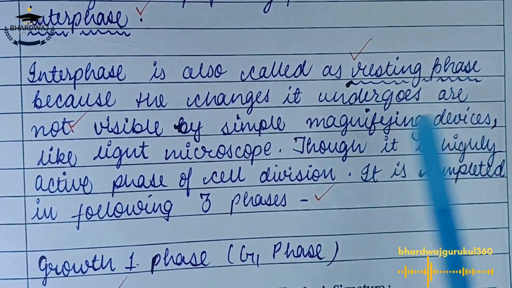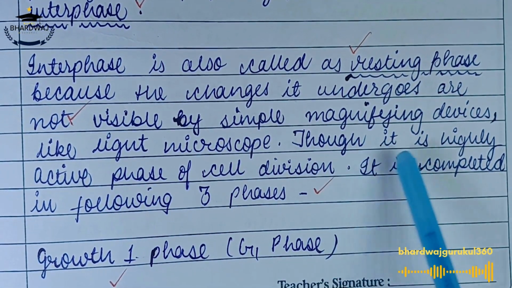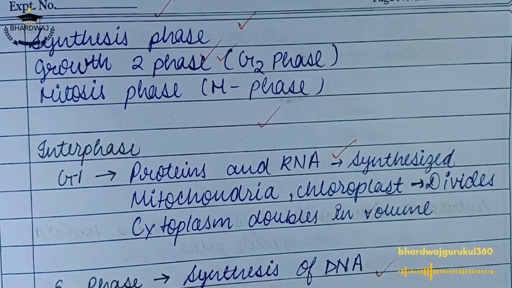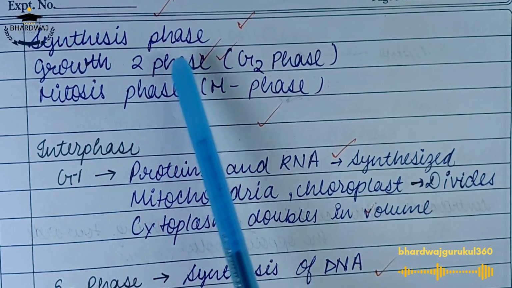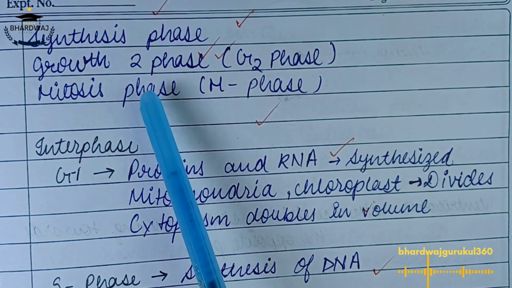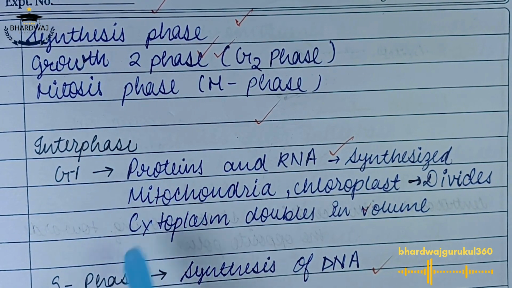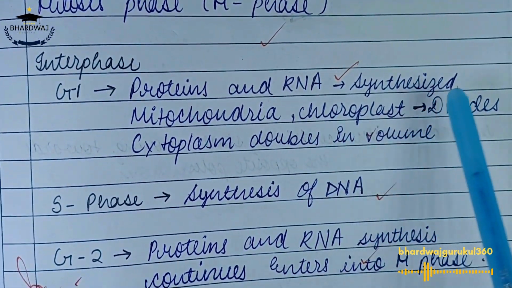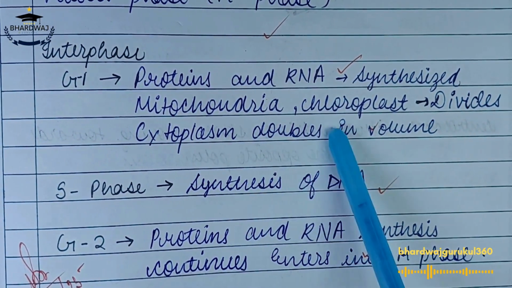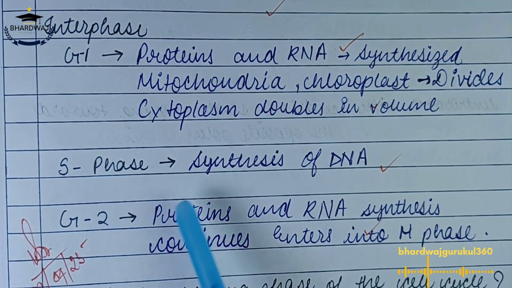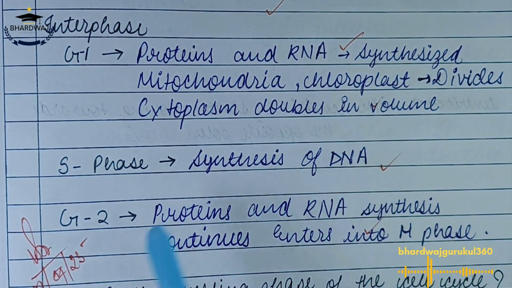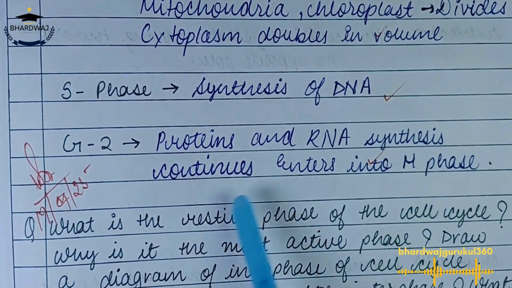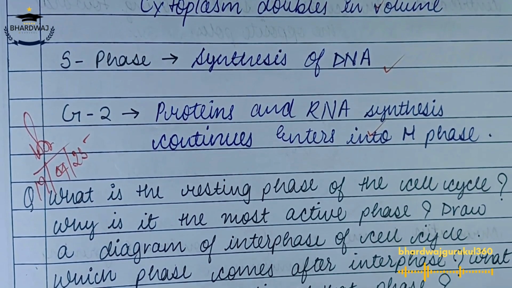Though it is a highly active phase of the cell division, it is completed in the following 3 phases: G1 phase, synthesis phase, growth 2 phase, and mitosis phase. Interphase, growth 1 phase: protein and RNA get synthesized. Mitochondria and chloroplast divide. Cytoplasm doubles in volume. The synthesis phase: synthesis of DNA continues. Growth 2 phase: proteins and RNA synthesis continues and enters into the mitosis phase.